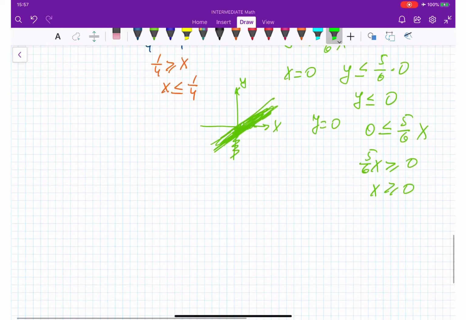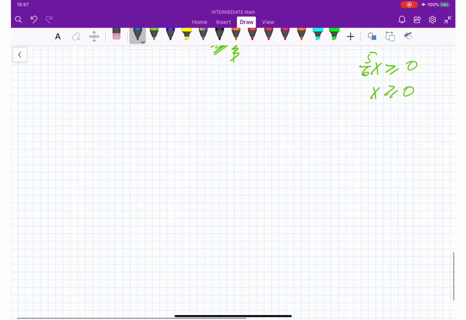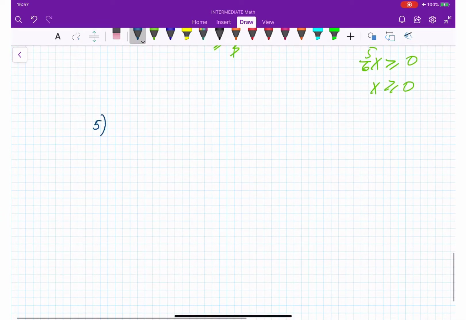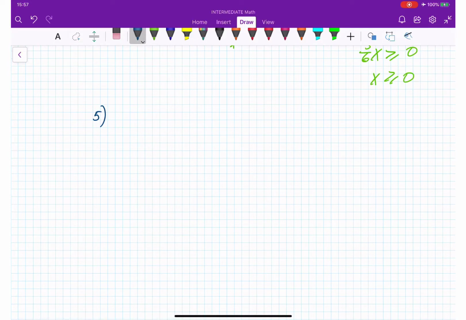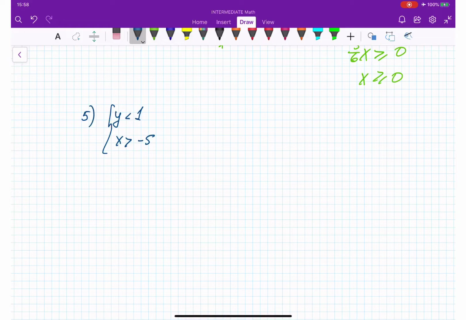Question number 5. We need to solve the system by graphing: y is less than 1, x is greater than negative 5. Okay, this is very easy to do. So, I don't have to solve anything.